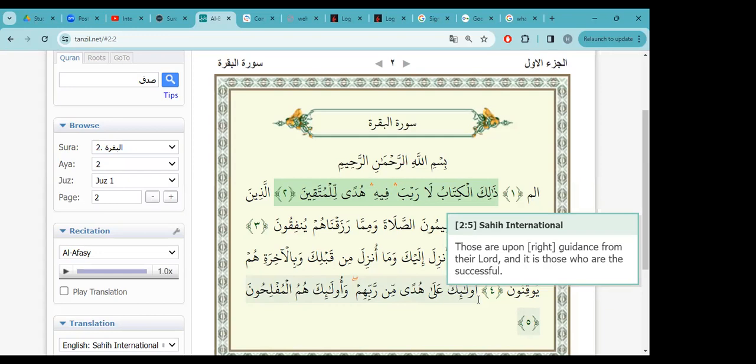Okay, Alhamdulillah, that was good. Let's go a bit slowly and go to the beginning again. That was very good. So ذلك. ذلك is a noun. What kind of noun is it?